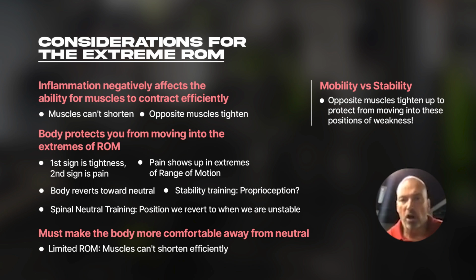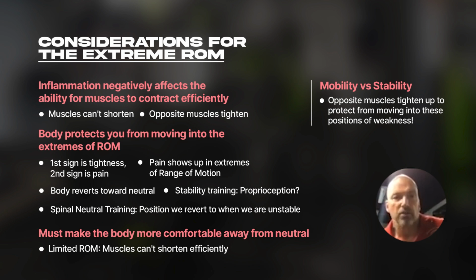Think about when you walk on ice. What do you do? You tighten up, you shorten your stride length, you shorten your arm swing, and you revert yourself toward your center of gravity, because that's a position of stability. So think about that. When we're dysfunctional from a neuromuscular standpoint, we revert ourselves toward our center of gravity.